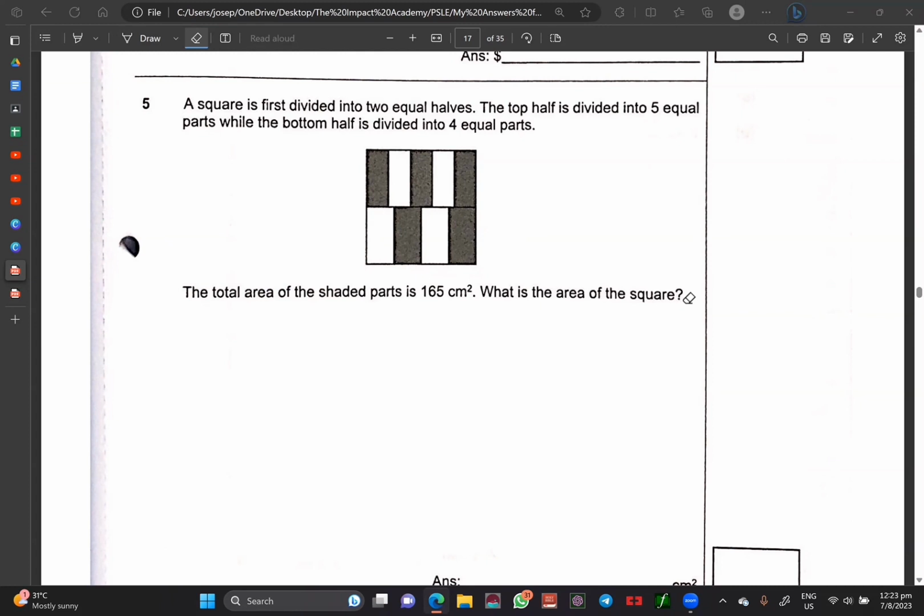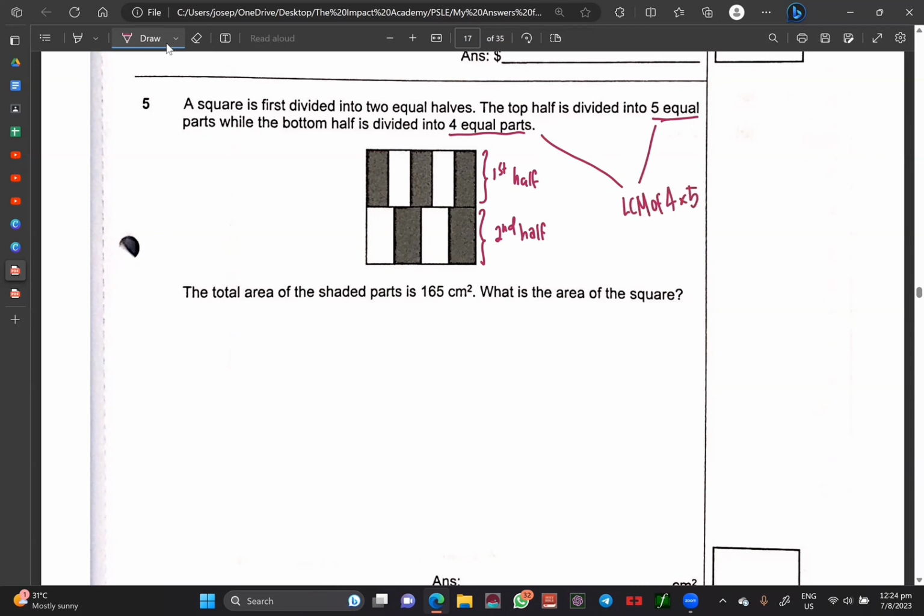Hi everyone, today we are looking at question number 5. As you can see over here, it says that a square is first divided into two equal halves. So we know that this is the first half, all right, and then after that we have the second half, which is over here. Okay, now they are telling us that the top half is divided into 5 equal parts. Now the word equal is extremely important. All right, and then as we continue reading, it says, while the bottom half is divided into 4 equal parts again. So when I see that it is 5 equal parts and 4 equal parts, what I want to do is find the LCM of 4 and 5.